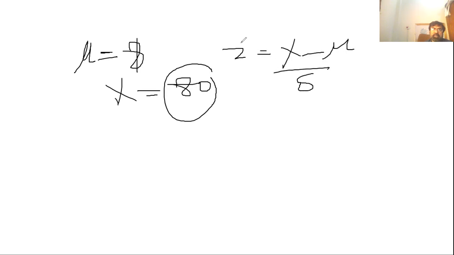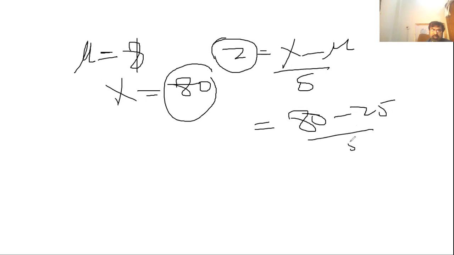Why do we calculate z over here rather than x? The reason is x is given, mu is given, standard deviation is given. First we have to calculate the z-score. If we want to calculate the percentile, we should have the z-score so that we can look up the area in the z table, and accordingly we calculate the percentile. So the z-score will become 80 minus 75 over 5. So that will become 5 upon 5, or plus 1.